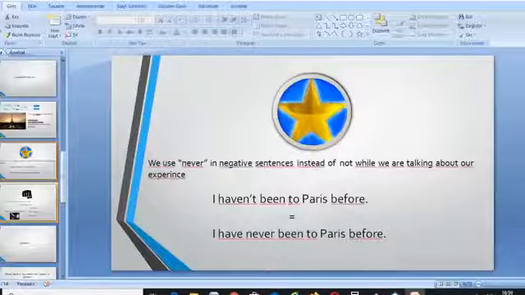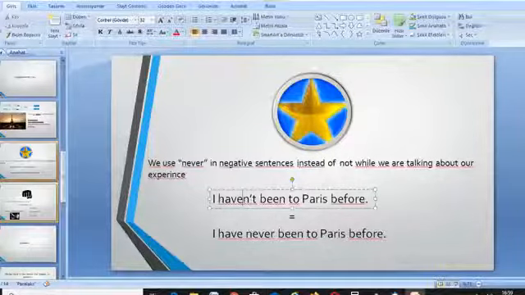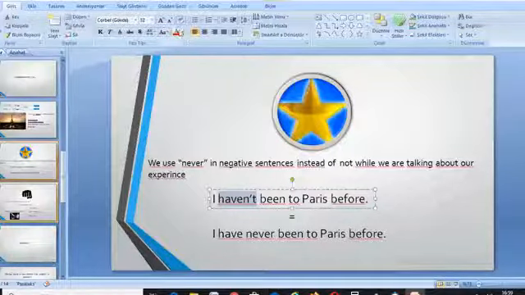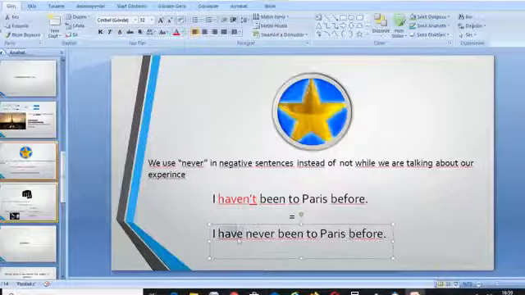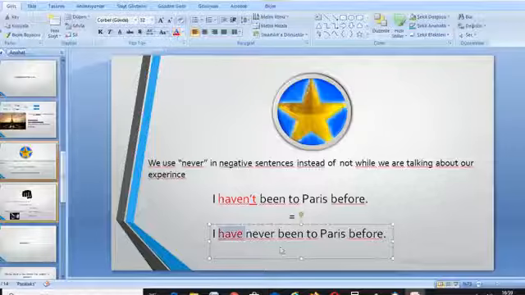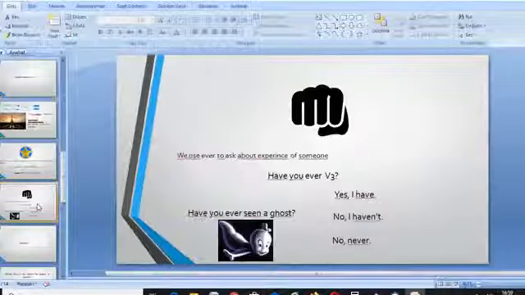I haven't been to Paris before. Look, here is not again. So it's negative. You see it. It's negative. I haven't been. Instead of not, look, there is not here, but here no not. So we use never. I've never been to Paris before.